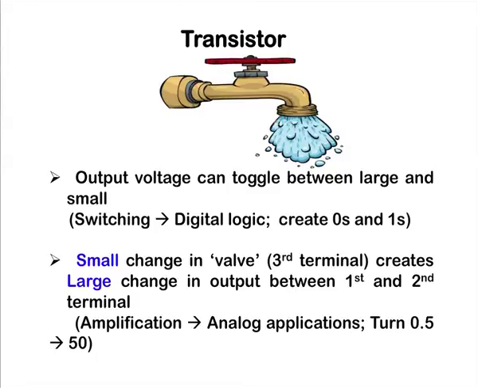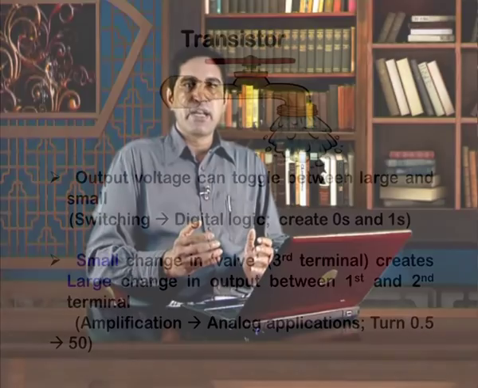In switching, when the current is minimum, that is called the off state, or the zero state. In the other state, the current is large, and we call this the one state. We can use this for digital logic applications. In the second application, amplification, a small change at the third terminal creates a large change in the output between terminals 1 and 2. So here we can use it for amplification, and this depends on how much current gain we have.